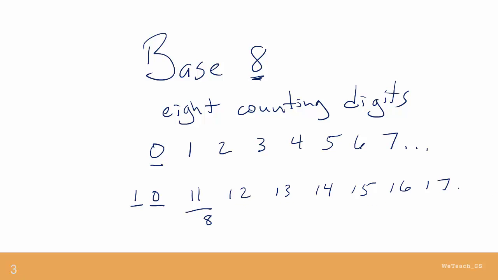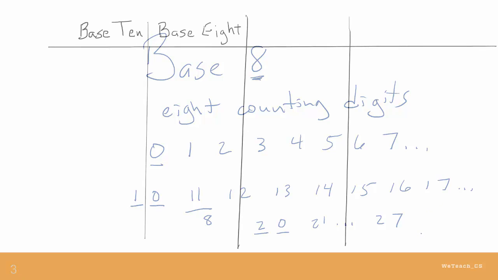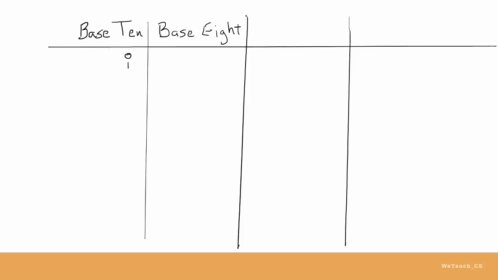Since 7 is the final digit in the base 8 system, the value after 17, base 8, is not 18, but rather the first combination with 2 as the first digit, which is 20, base 8, followed by 21, 22, 23, and so forth. Now let's do a side-by-side comparison of the values in these two bases.